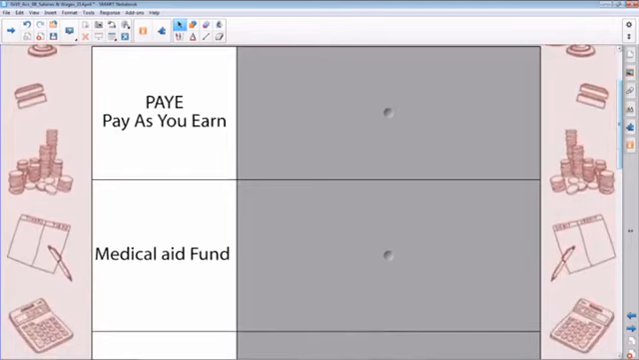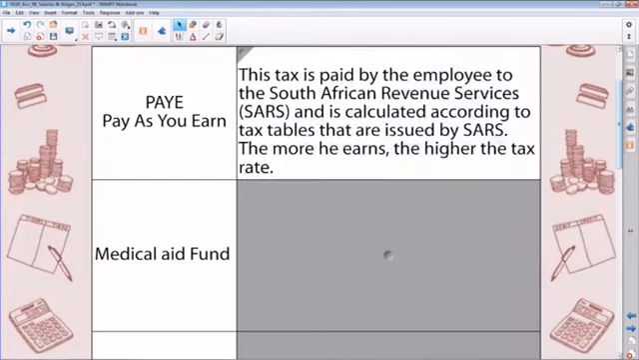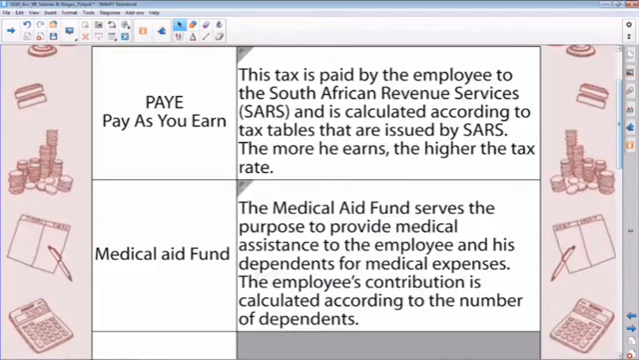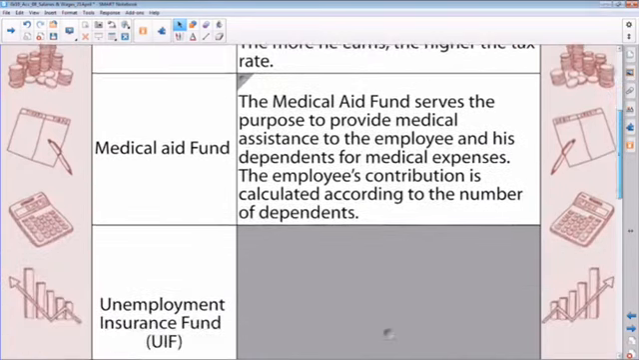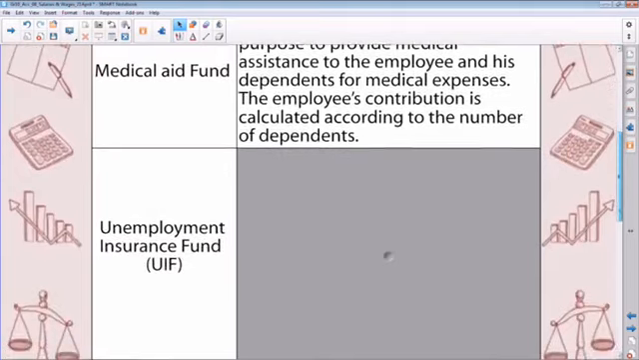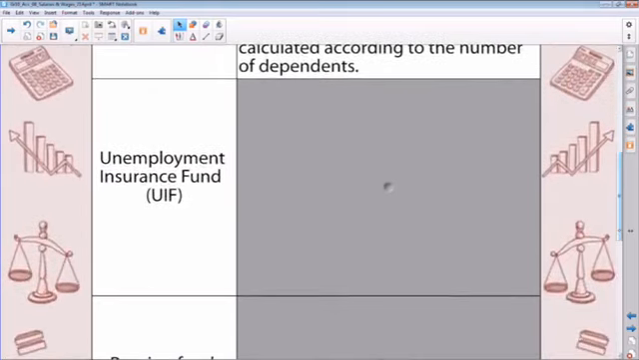But let's refresh your memory on all the deductions your salary and wage workers can get. So normally they will earn a gross wage, and we will pay a certain amount to SARS. We call it pay as you earn. And that money goes to the South African Revenue Service. What else can we take from their gross wage? We can take an amount for medical aid. So if they get sick, they can go to a private hospital, or some medicines can be bought with the money they saved in their medical aid fund.